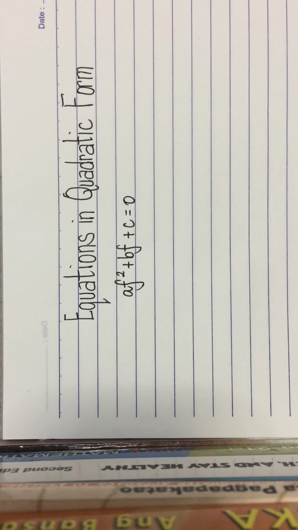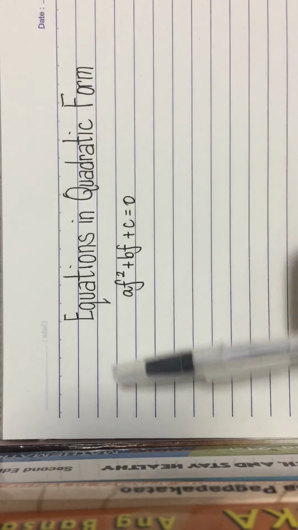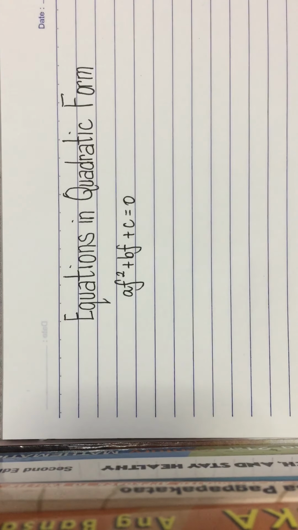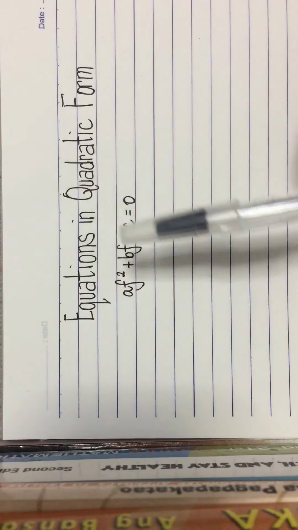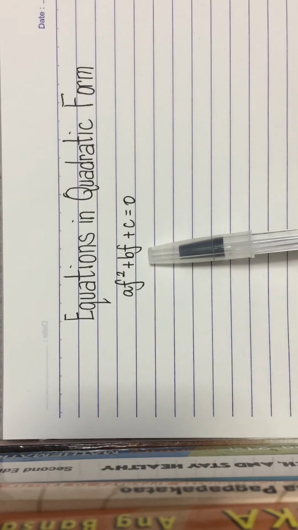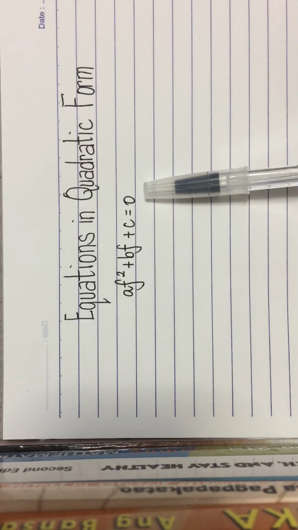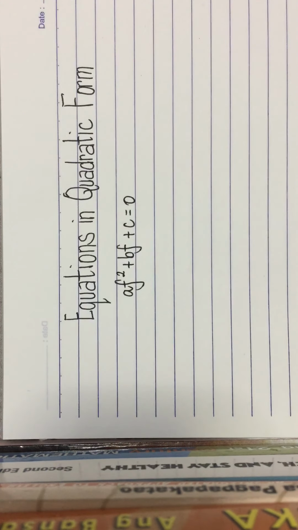Good day, everyone. So our lesson for today is all about equations in quadratic form. There are equations that may appear complicated, but when transformed into a quadratic form, their solution is facilitated. Any equation of the form af squared plus bf plus c equals 0, where f is any algebraic expression, may be described as an equation in quadratic form.